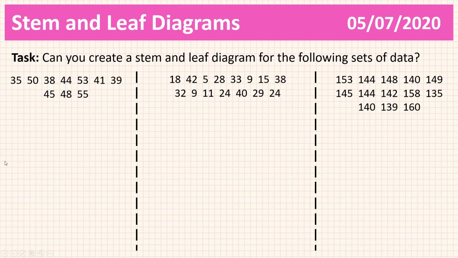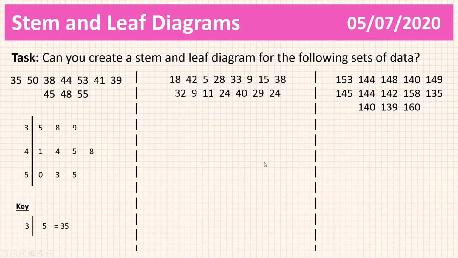Okay, so here are the answers to these 3 questions. The first one is there. We've got 35, 38, 39, 41, 44, 45, 48, 50, 53, 55, and then we've got our key to tell us that the 3 and the 5 make 35.